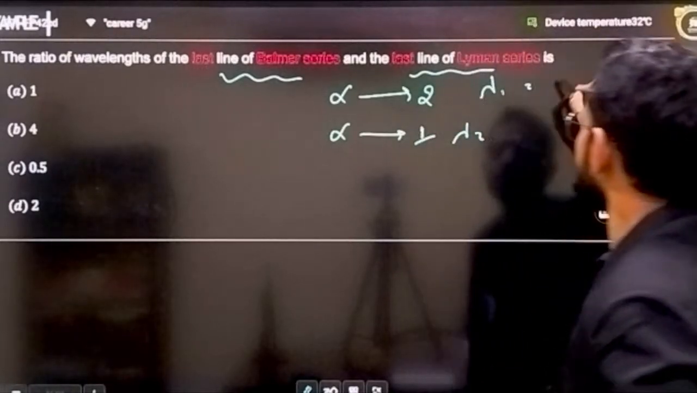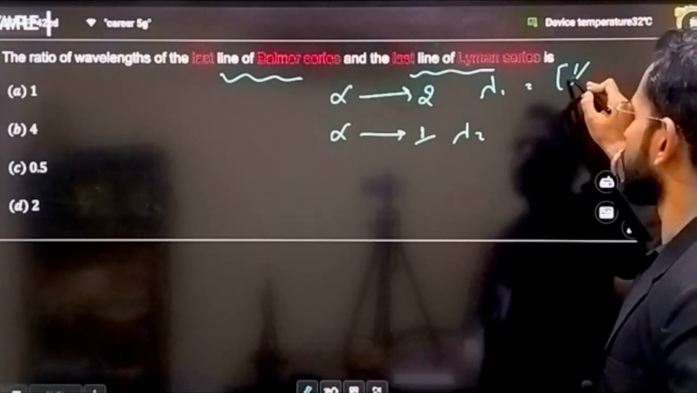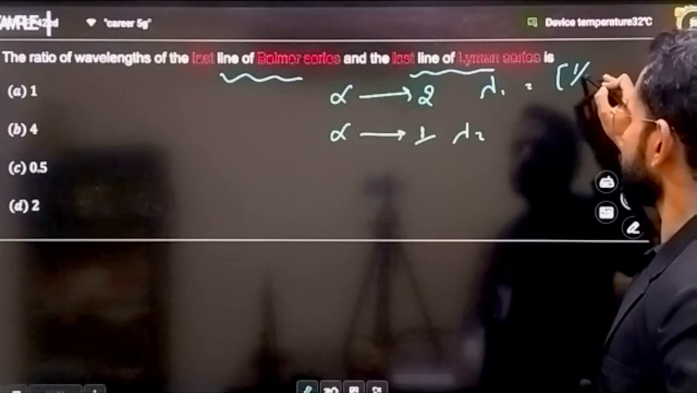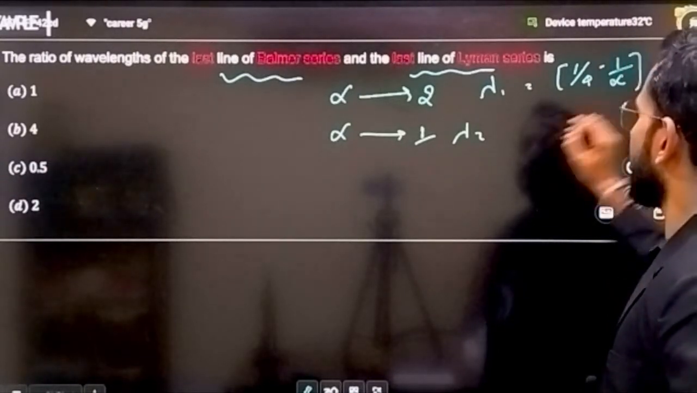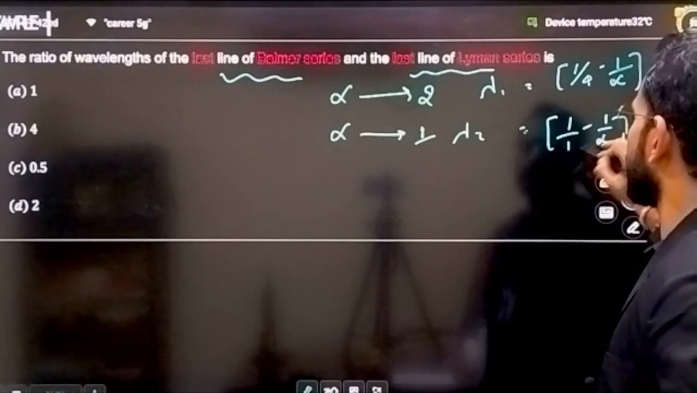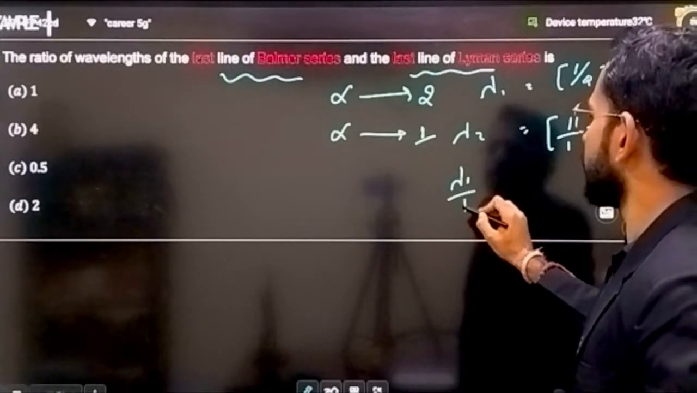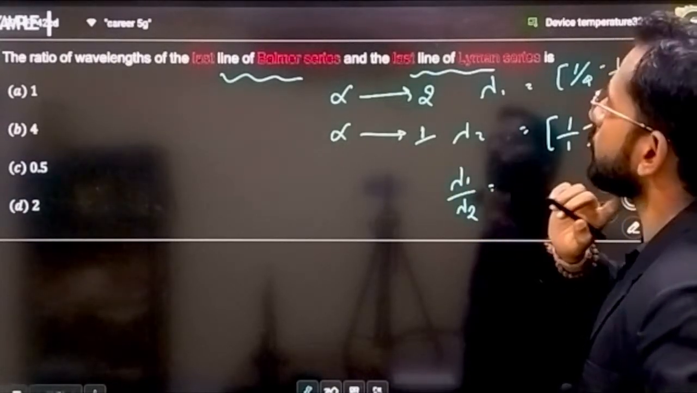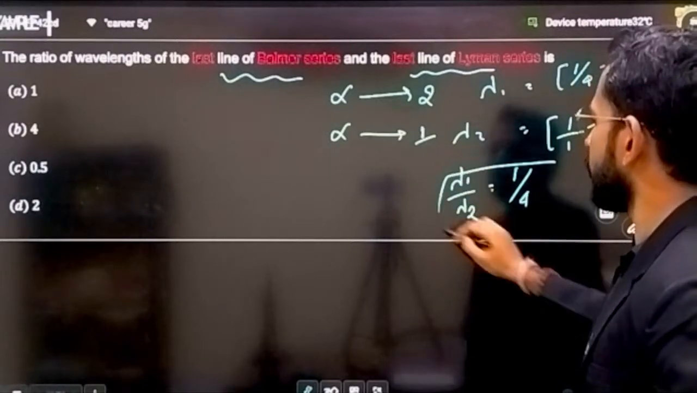What can you say for lambda 1? R, z, all these things will be cancelled. It will be only 1 by 4 minus 1 by infinite, and here it will be 1 by 1 minus 1 by infinite. That will be 0. So lambda 1 by lambda 2 will become 1 by 4.